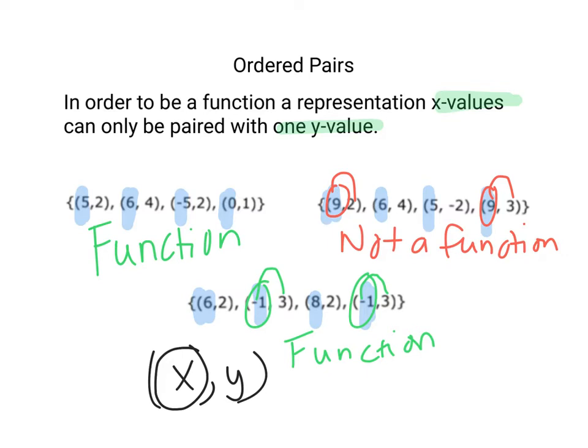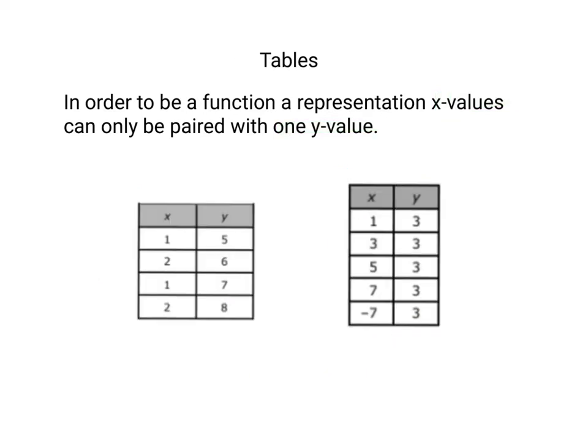Alright, so let's take it to the next representation. With tables, the definition doesn't change. We're still going to be looking at the x values. And these are vertical tables, and on vertical tables, the x values are the ones on the left. Those are the ones that I'm going to be looking at. And I want to see, are there any repeating x values in the x column?